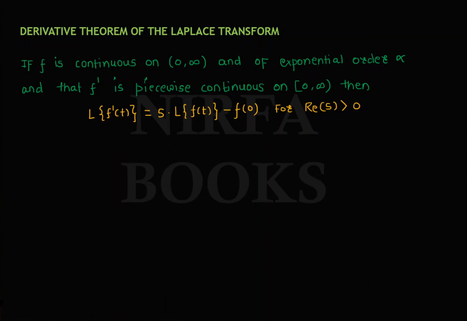Now let us have the statement of this theorem. The statement of the theorem is: if f is a continuous function on the open interval 0 to infinity and it is of exponential order alpha, and the derivative of f, denoted by f dash, is a piecewise continuous function on the interval 0 to infinity, then show that the Laplace transform of the derivative of the function, that is f dash t, is equal to s times the Laplace transform of f of t minus the value of the original function at t equal to 0, that means f of 0. This result is valid for real part of s greater than alpha, because our function is of exponential order alpha.